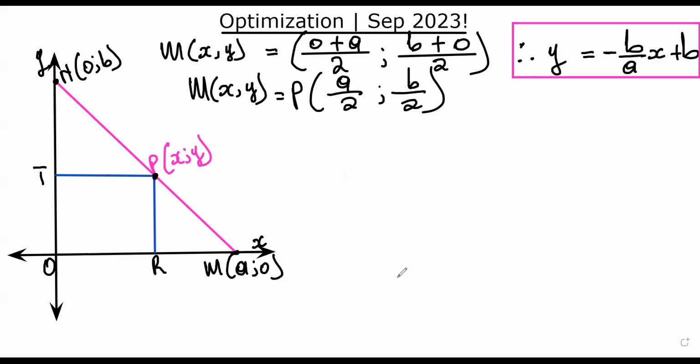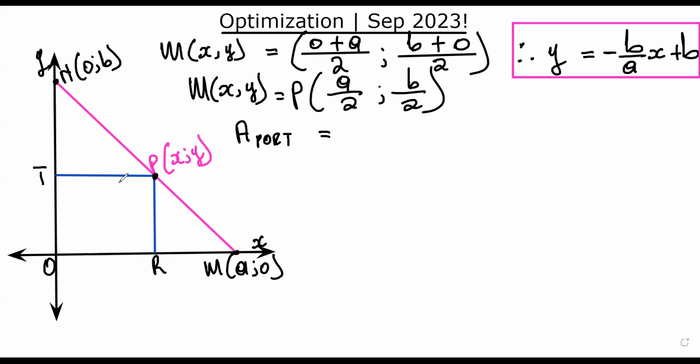But now what we need to do is to show this in terms of derivatives, that the maximum area of this rectangle will actually be at this point. So the question is, how do we do that? Well, we need to begin by defining the area of the rectangle TORP, or maybe we can say PORT.